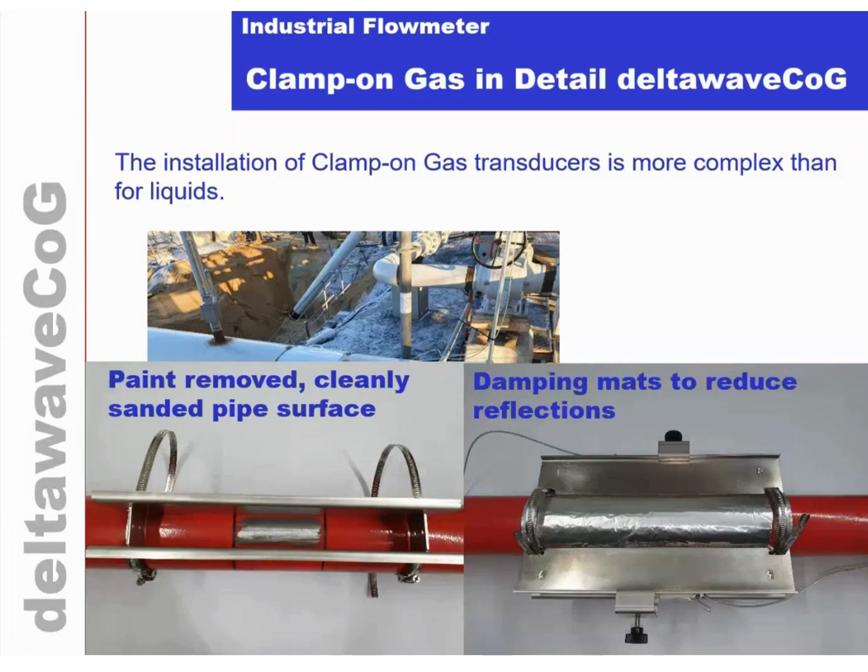clamp-on gas meters. By the way, if you have high pressure applications offshore, 40 bar, 60 bar, 100 bar, or something like that, then it's almost the same as for clamp-on liquids. So then these measures in some cases can be avoided, but for 10 bars, 12 bars, or something like that, this is needed.